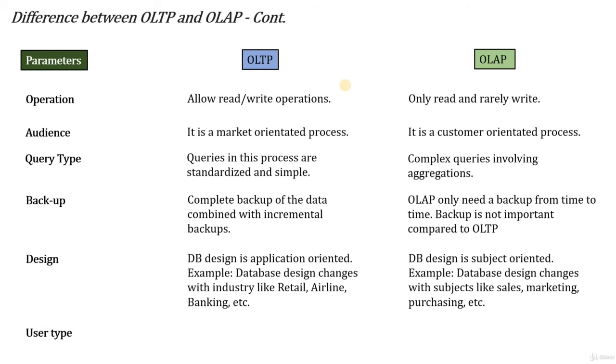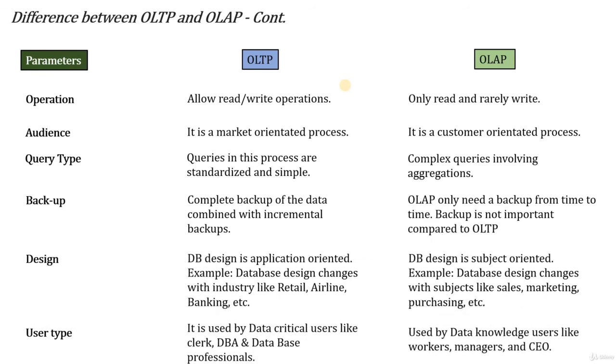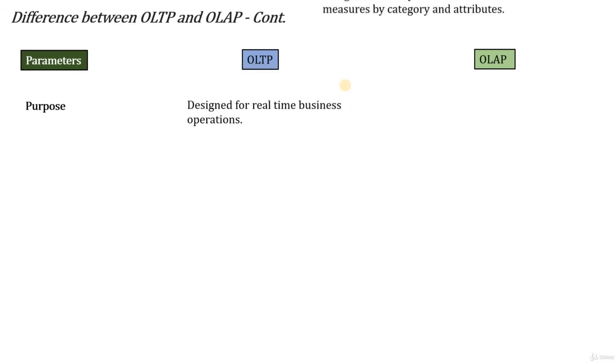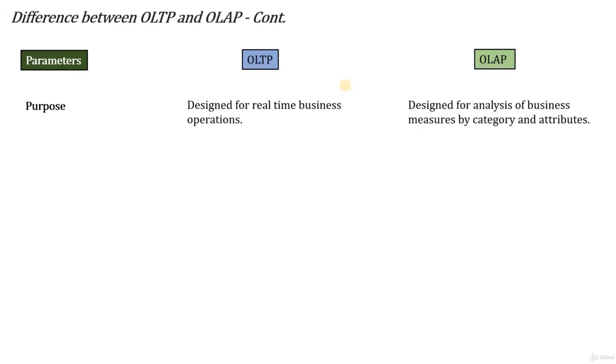The next parameter is user type. In the case of OLTP, it is used by data critical users like clerks, DBAs, and database professionals. But in the case of OLAP, it is used by data knowledge users like workers, managers, and CEOs. There are a few other differences. In the case of purpose, OLTP is designed for real-time business operations, but OLAP is designed for analysis of business measures by category and attributes.